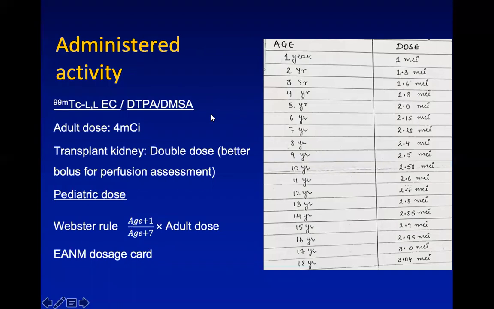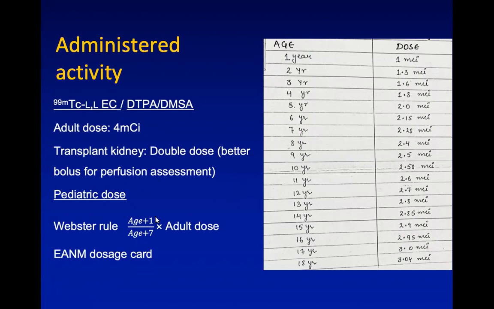So to calculate the dose of the administered activity, for an adult, it's usually 4 millicuries of EC or DTPA, or DMSA, 4 to 5 millicuries. In transplant kidneys, you use double the dose because you want a better perfusion assessment. Perfusion images are usually 2 seconds per frame. You need a higher dose to get a good quality image during those 2 seconds. I'll show you the images to make it clearer.